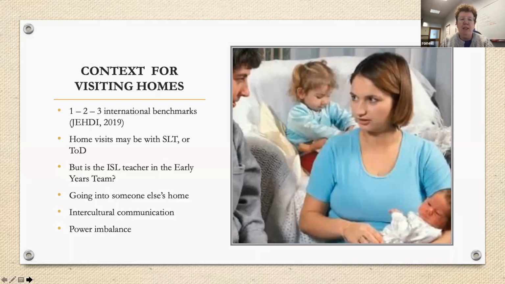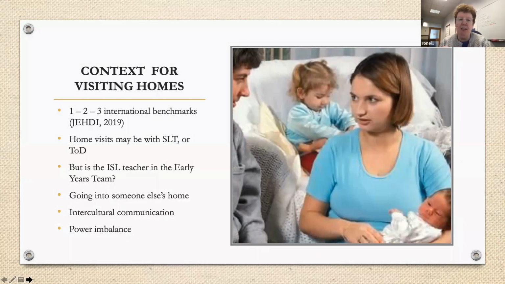So the first thing to ask is, who is in the early years team? Do we have a fair representation in that team? So in the Republic of Ireland, is the ISL teacher in that team? In some parts of Scotland, for example, in some local authorities, it's the speech and language therapist working solo, and they hand over to the teacher of the deaf at 3. In other parts of Scotland, most of Scotland, it's the teacher of the deaf who goes in.